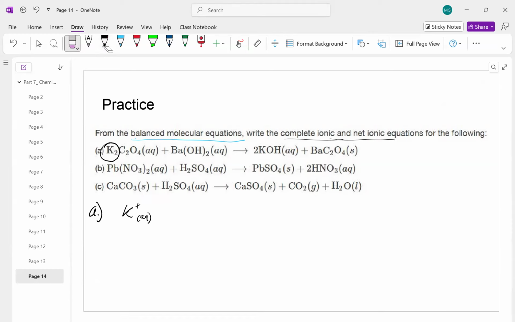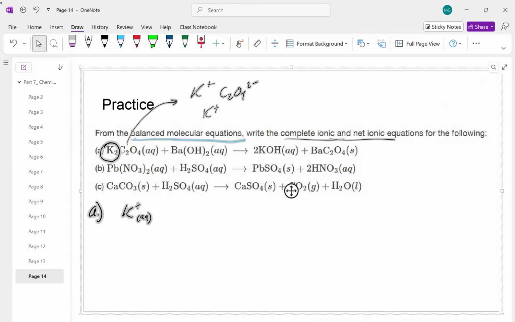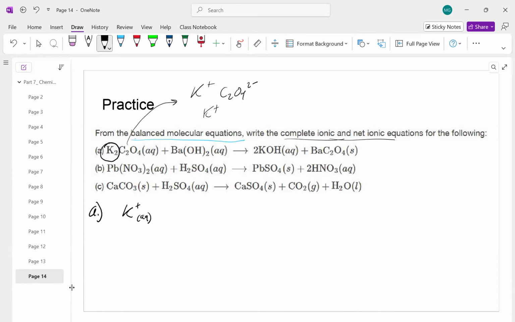When this compound, K2C2O4, gets placed in water, it forms two potassium ions. And this ion here is known as oxalate. You don't have to know it. That's just part of this problem. So when we do the ions and they have a subscript, I'm going to put that subscript as a coefficient. Then I'll do the oxalate ion here.